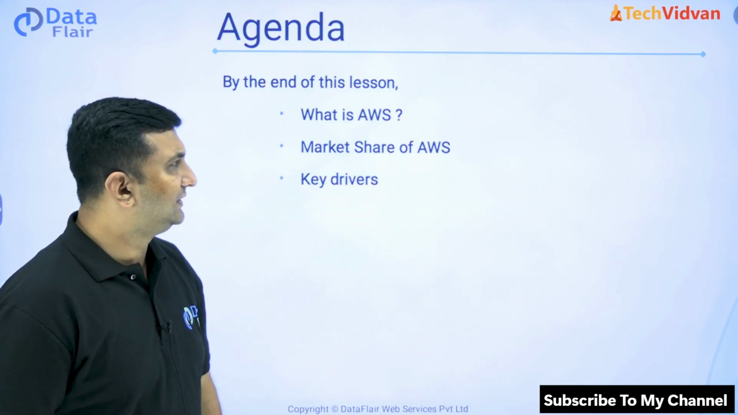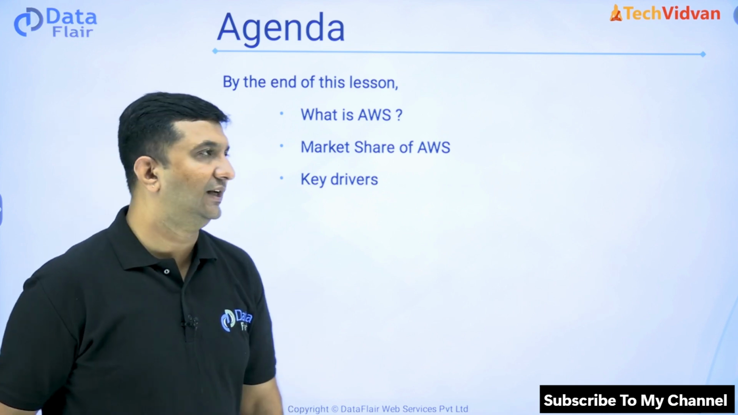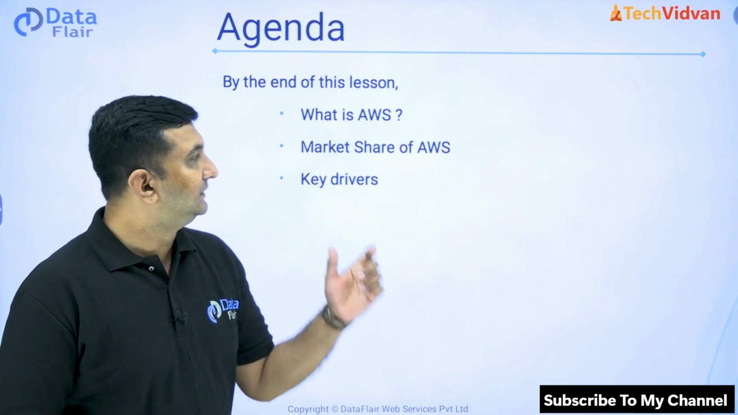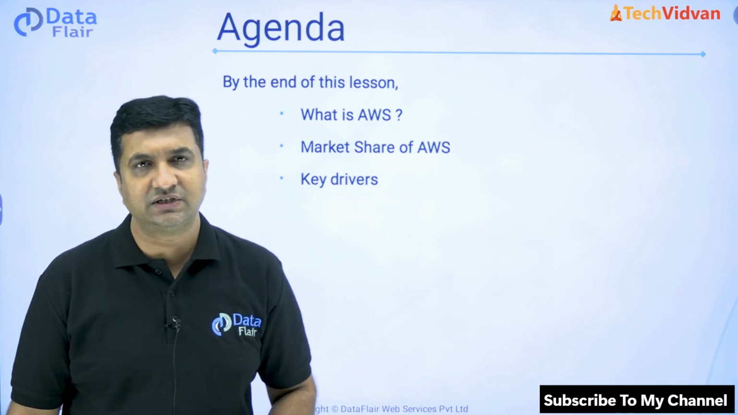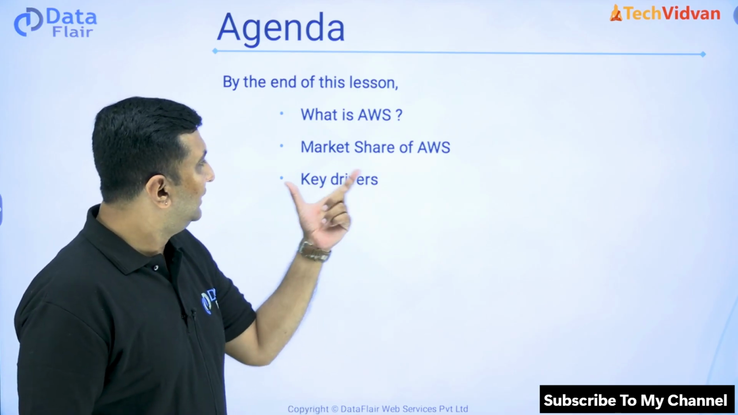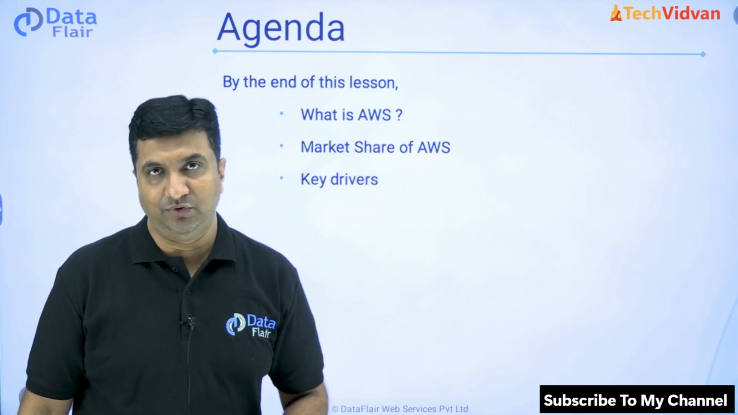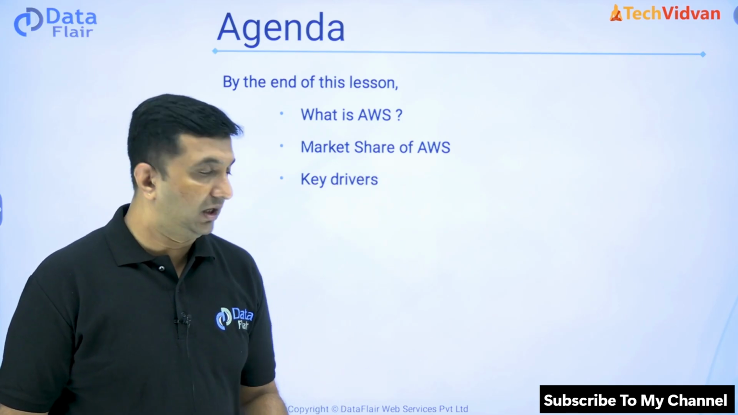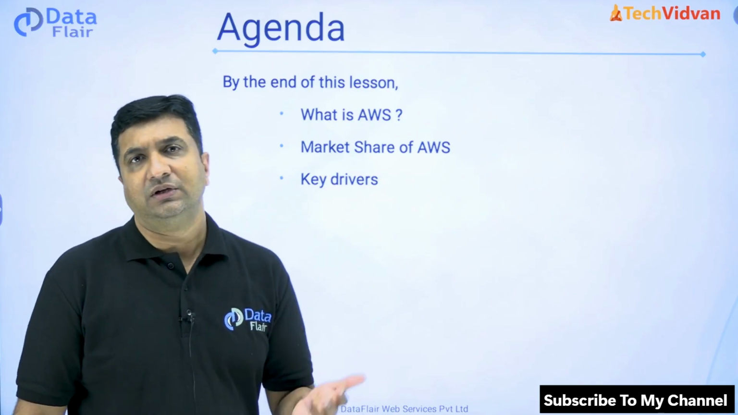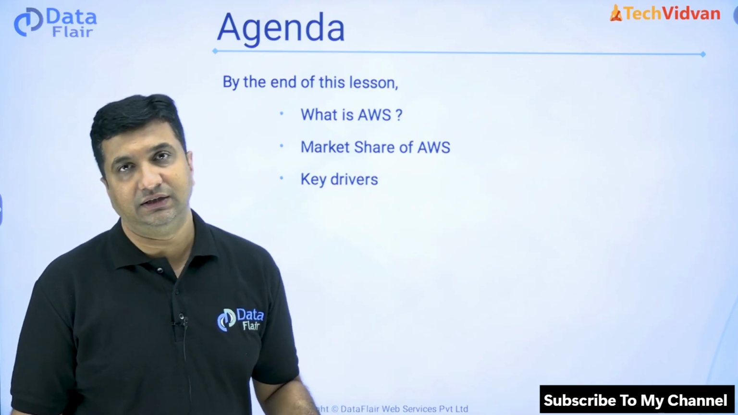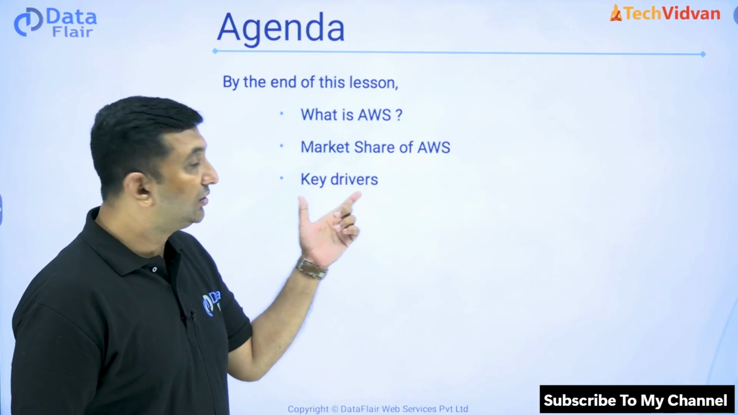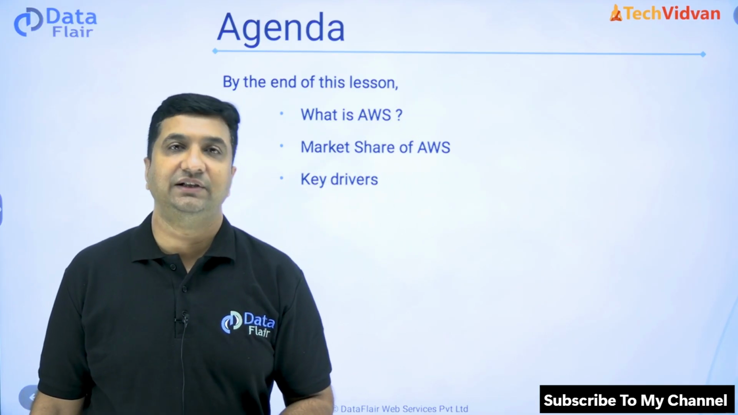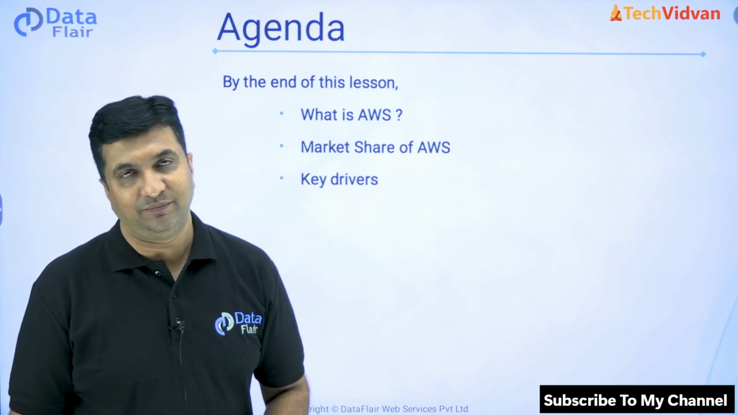Let's see what topics we are covering in this particular lesson. We will talk about what exactly AWS is. We'll talk about a little bit of the history of AWS. Then we'll talk about the market share of AWS, because there are other cloud service providers in the market as well, so let's see how AWS is covering the market. Then we'll talk about the key drivers of AWS, which make it a pioneer in cloud service.